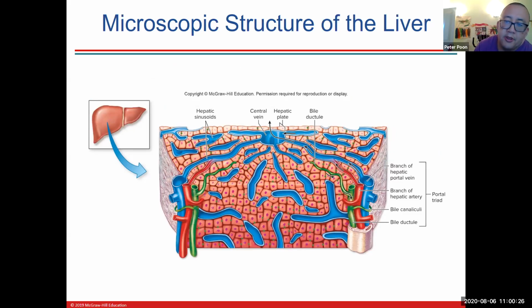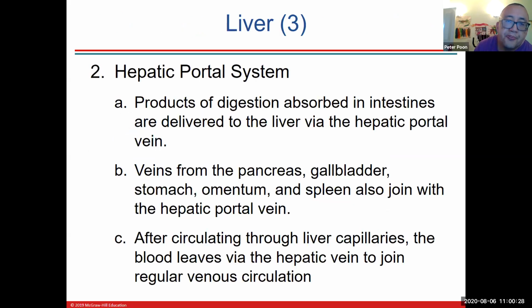This is the anatomy portion. The hepatic portal system, you should know what that is.